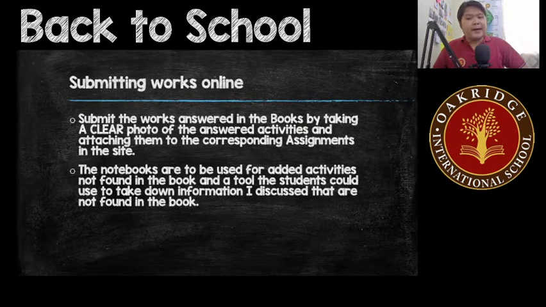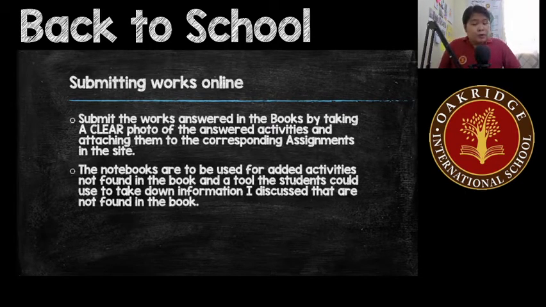Okay. Now, you might be wondering, sir, why do we need notebooks? Why do you require notebooks when most of the things are already in the books, or most of them are going to be discussed online? Well, the answer is simple. Your notebooks are there for if you have other activities that I would require you guys to do that are not found in your books. That's where your notebooks would come in.